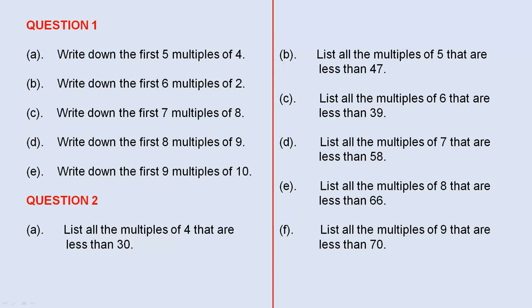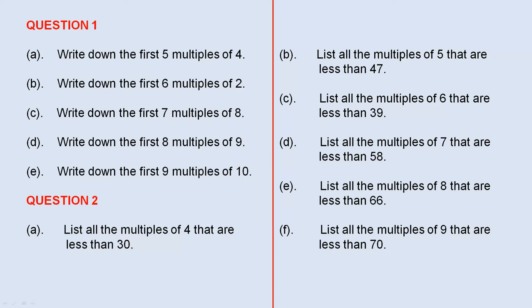So question one, write down the first five multiples of four. Write down the first six multiples of two. Write down the first seven multiples of eight. Write down the first eight multiples of nine. And write down the first nine multiples of ten.